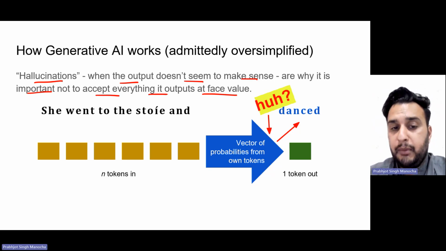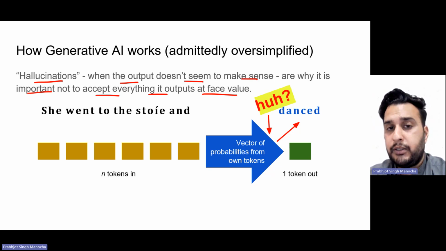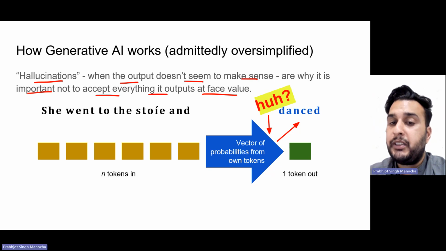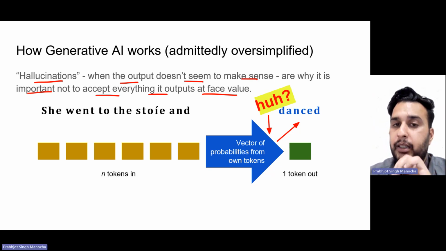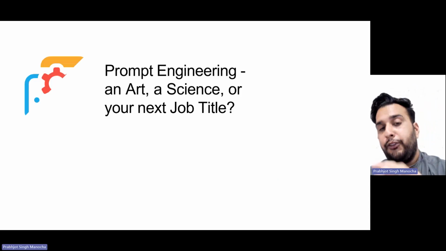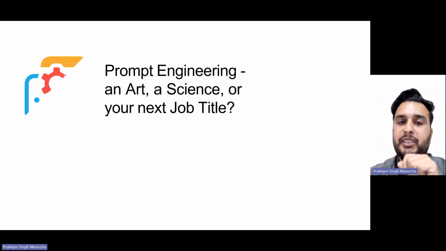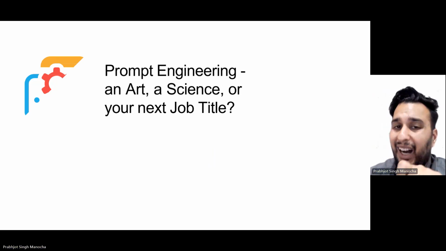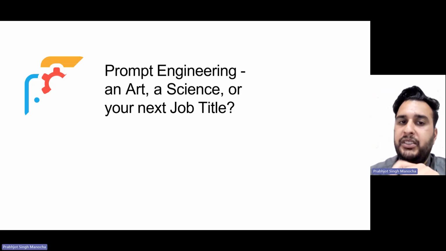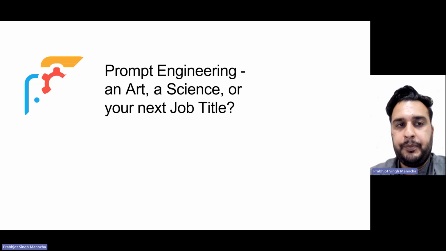Now, I already mentioned that there are various tools which can help us. But at the same time, it is very important for us to provide specific input to the model so that it can generate results from there. It's very important for us to understand one key term called prompt engineering. An art, a science, maybe your next job title. So prompt engineering is very important.